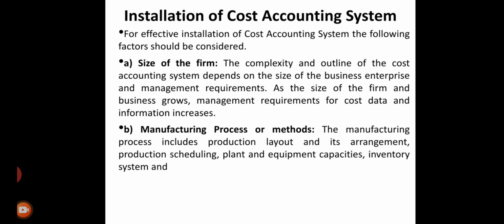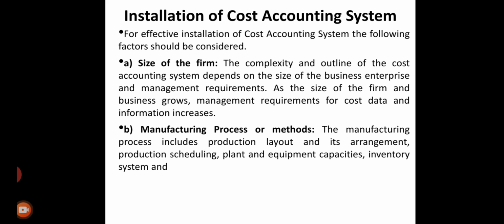First one, size of the firm. The complexity and outline of the cost accounting system depends upon the size of the business enterprise and management requirements. As the size of the firm and business grows, management requirements for cost data and information increase. As we already told, costing is applicable only to the manufacturing industry and big industry. A small trading concern does not require it. As the size of the business increases, the requirement for cost data and cost reports is also more. So depending upon the size of the business firm, you have to install the cost accounting system.